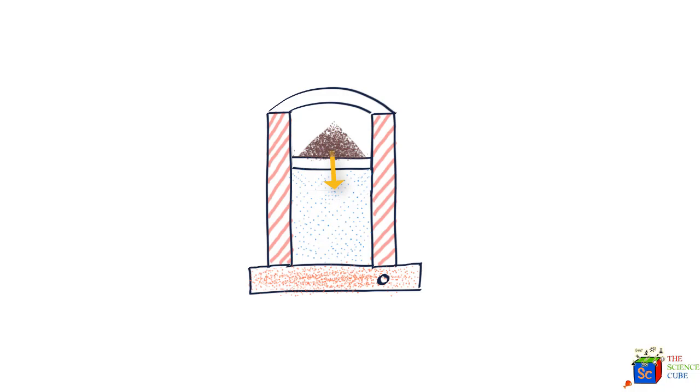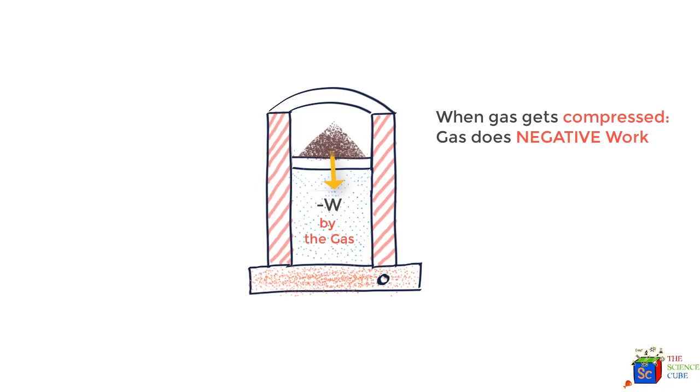Well, if the piston pushes the gas down, then we can say it's the opposite, or the gas is doing negative work. Note that we are not talking about the work done by the piston, even though the piston has done positive work. We are interpreting it as the gas doing negative work. So in summary, when the volume of the gas gets compressed, we say the gas is doing negative work, and when it expands, we say gas does positive work.